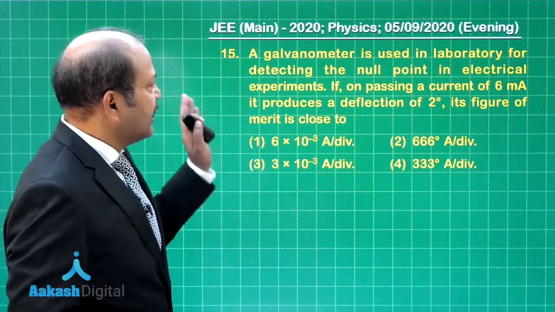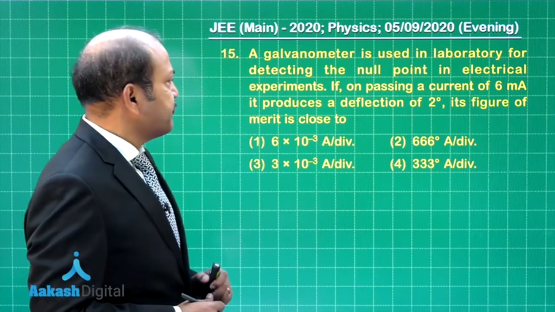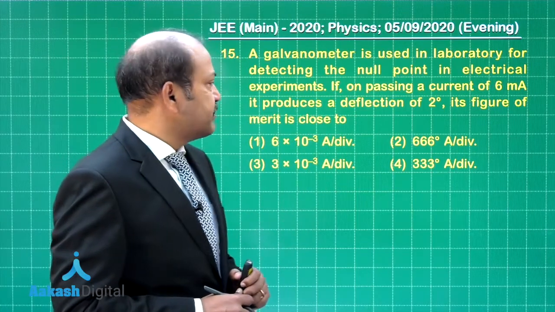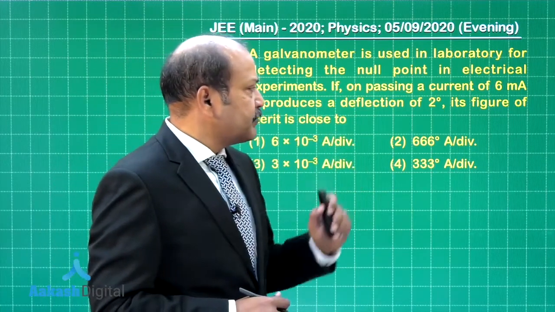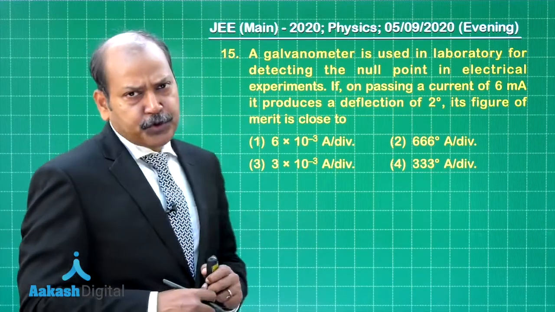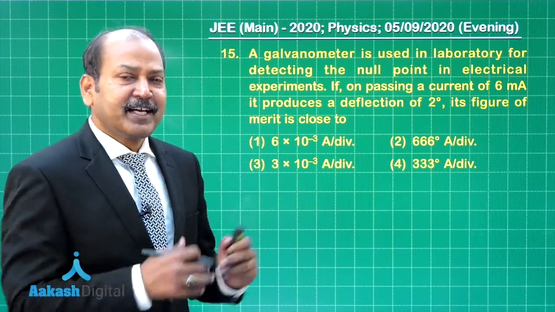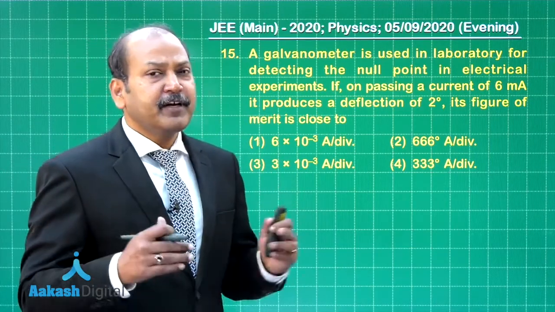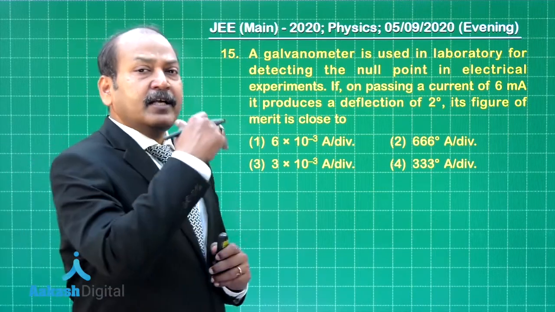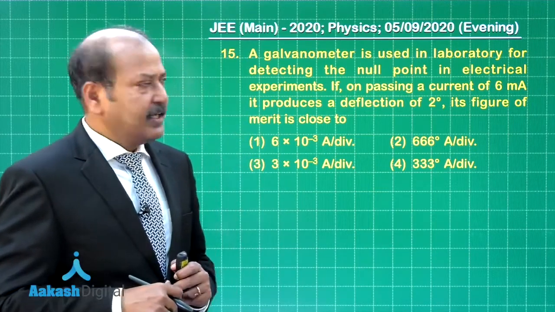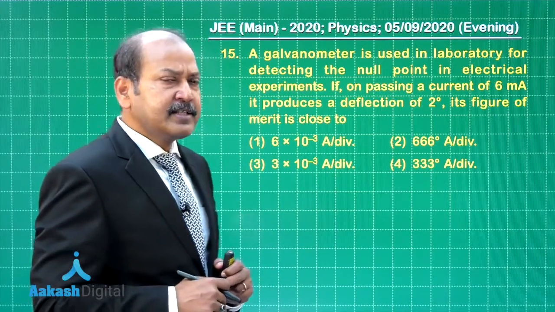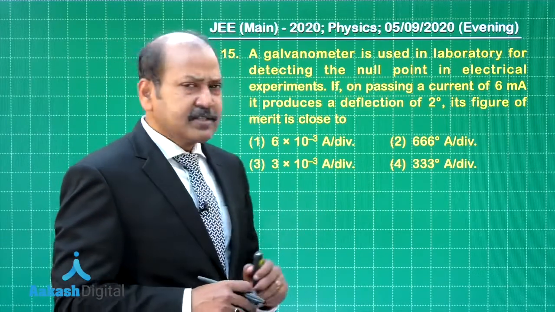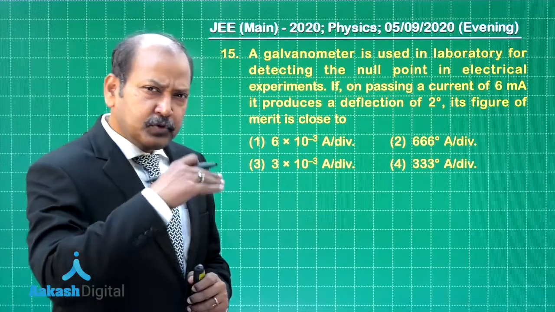Question 15 says a galvanometer is used in laboratory for detecting the null point in electrical experiments. If on passing a current of 6 milliampere, it produces a deflection of 2 degree, its figure of merit is close to. The question is from the topic current electricity and it is about moving coil galvanometers. What is the figure of merit? Figure of merit is current divided by deflection. Now, there is a bit of inconsistency in the question. Here it is given in terms of degree, and if you look at the options, it is given in terms of division. So we have to ignore this.